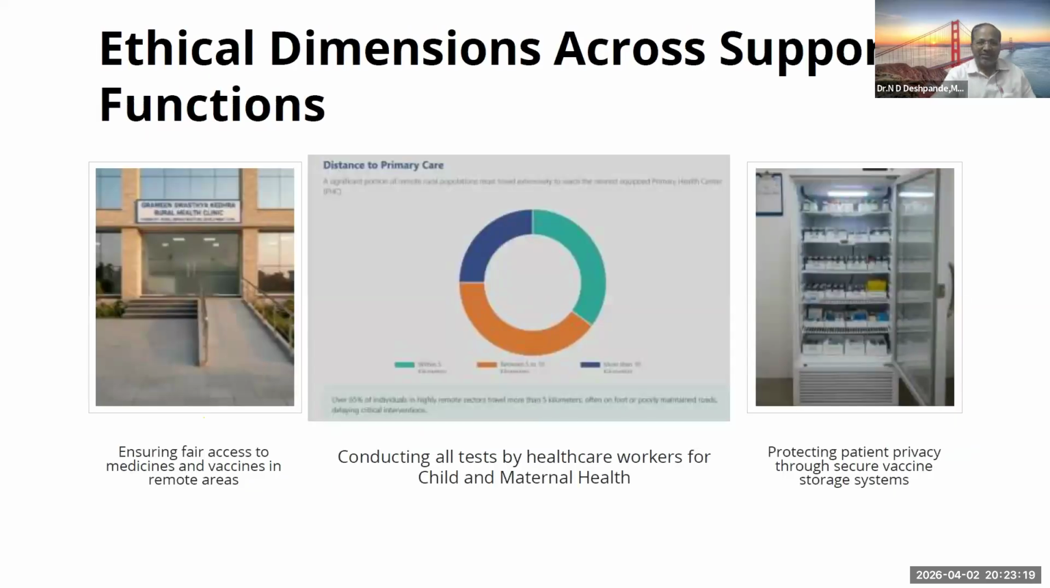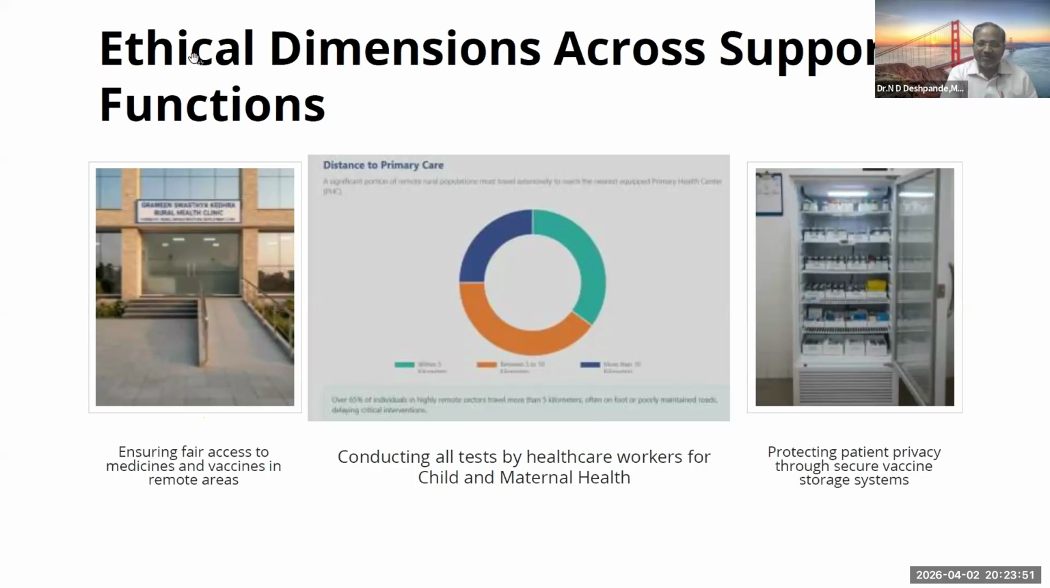The ethical dimension across the system means ensuring fair access to medicines and vaccines for all people. Everybody should get it. It means conducting all tests by healthcare workers for child and maternal health. They have to consider the distance of the primary care center to the public, and then protect patient privacy through secure vaccination storage systems. So ethics is not just about taking care of the people; it's about taking care of all the medicines and storage systems.